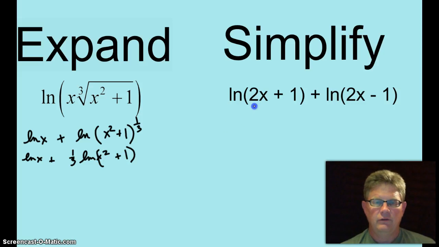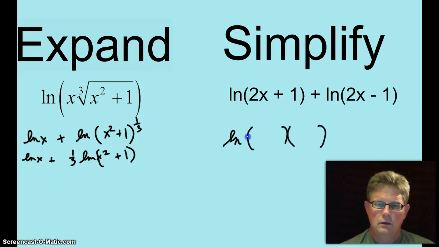Alright, let's see if we can condense this down into one natural logarithm. Okay, I've got a sum here. That means that I can write it as the ln of a product. And the product will be 2x plus 1 times 2x minus 1, and it's the natural log of that entire expression.